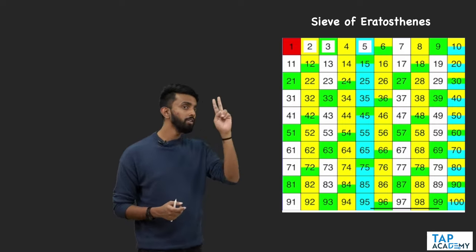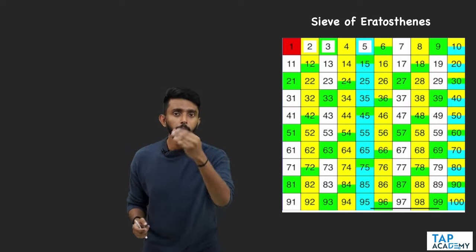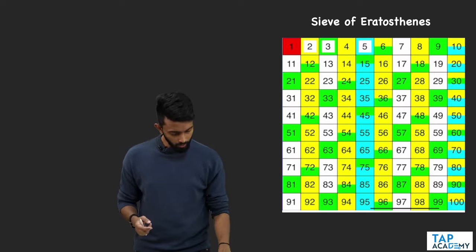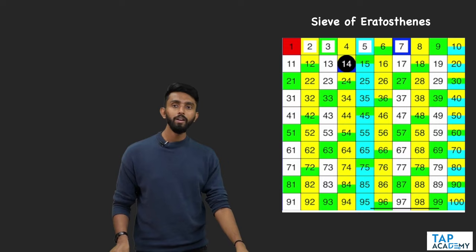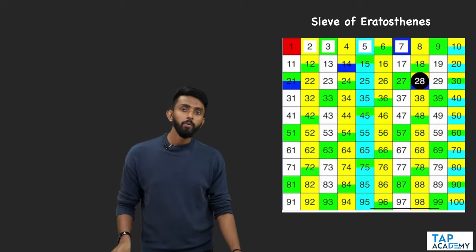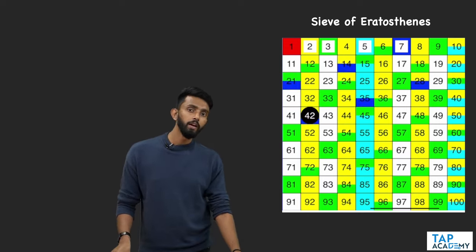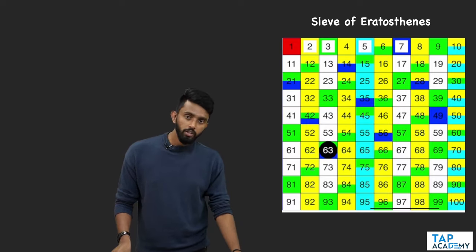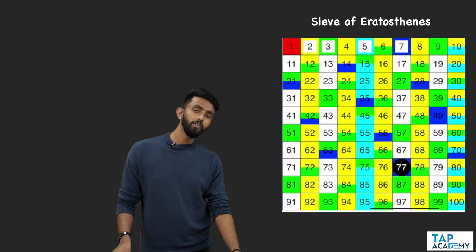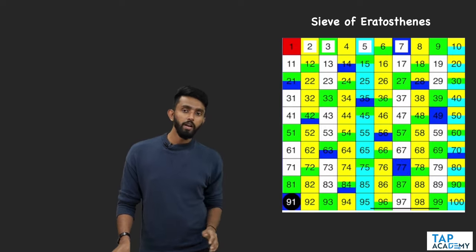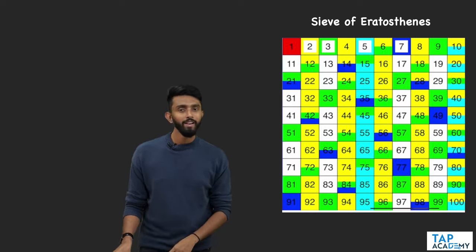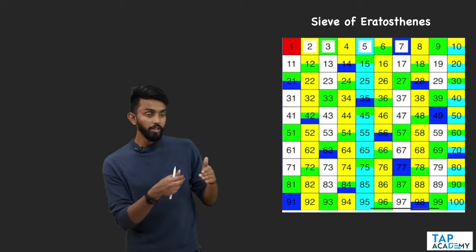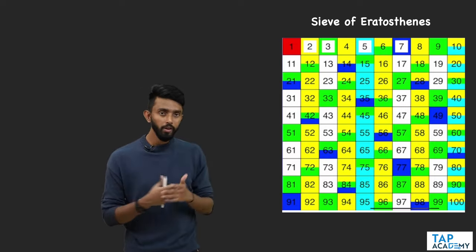First multiple of 7 is 7 into 2, which is 14. Then plus 7, plus 7, plus 7, plus 7. And that is what I'm also just showing you. Look at that. 14, then 21, 28, then 35, then 42, then 49, 56, then 63, then 70, then 77, 84, 91, and 98. Like that. Any confusion till there? Of course, the next multiple goes outside the range, so we are not considering.